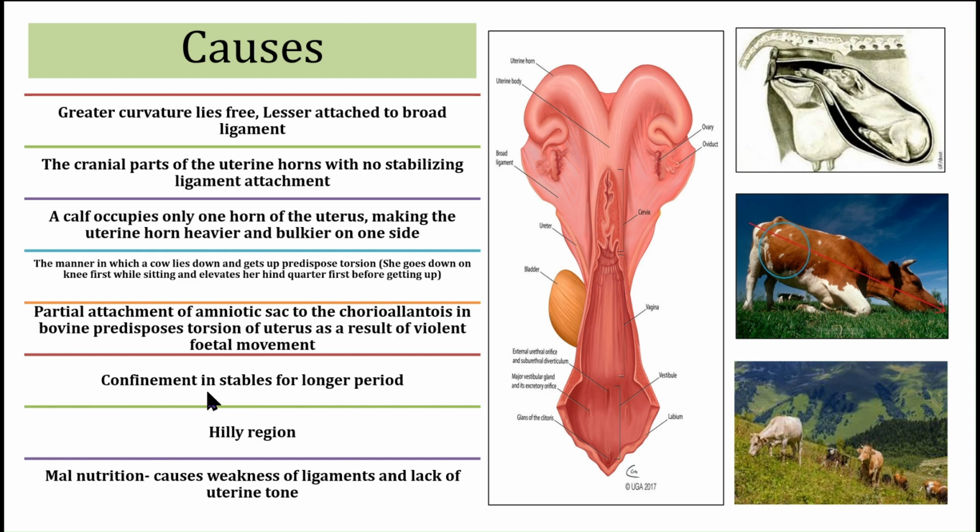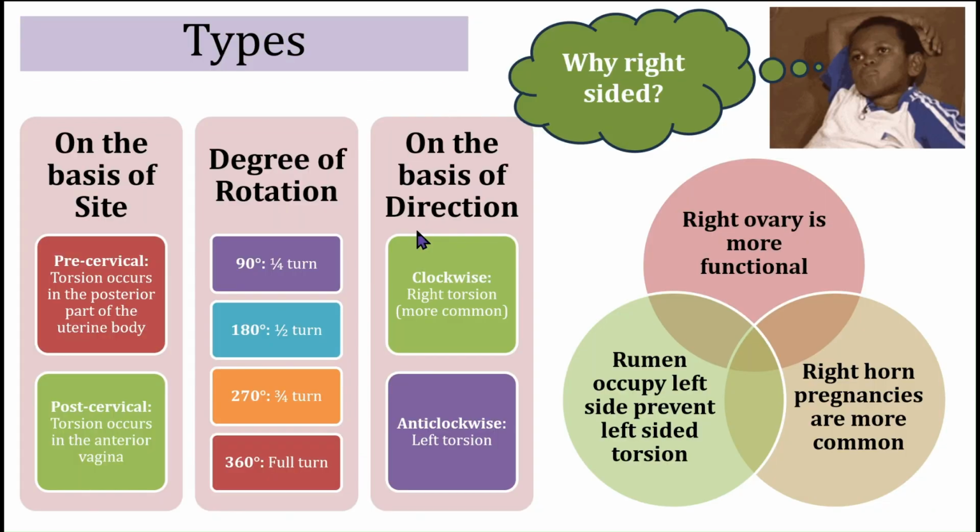And the next is confinement in the stable for a longer period of time, hilly region, and malnutrition, which may also cause weakness of the ligament and lead to uterine torsion.